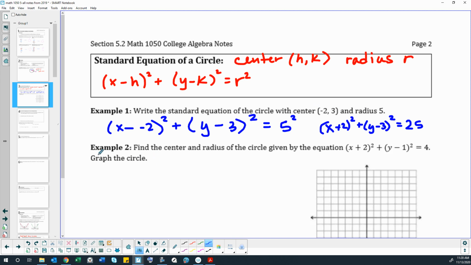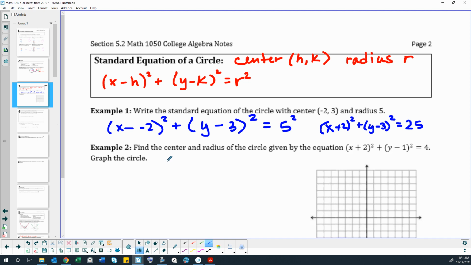Okay, find the center and the radius of the circle described by the equation (x plus 2) squared plus (y minus 1) squared equals 4. So notice how if this is a plus 2, just like in our previous problem, that gives us an h value of -2. And since this is a -1, that's going to give us a k value of +1. And then 4 is not the radius. 4 is the radius squared. So we have to square root to find the radius.